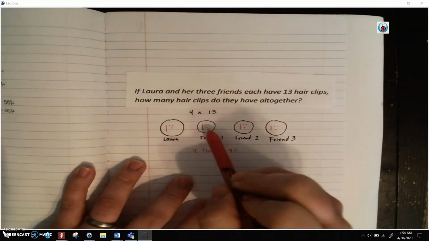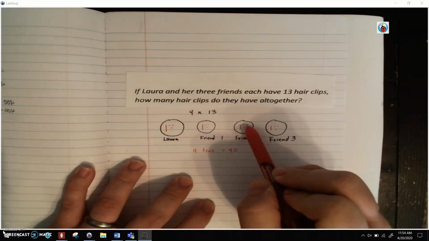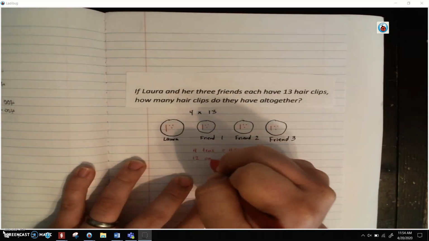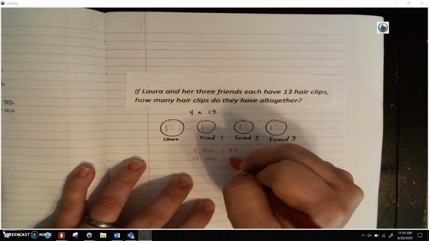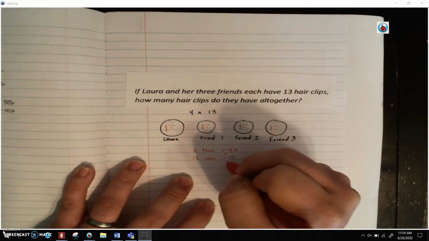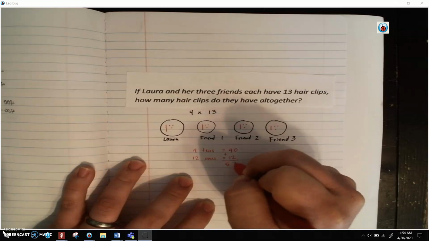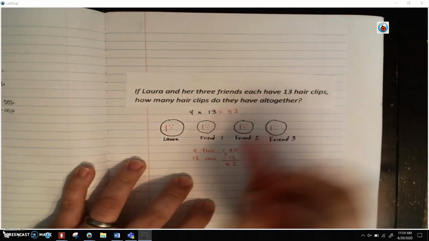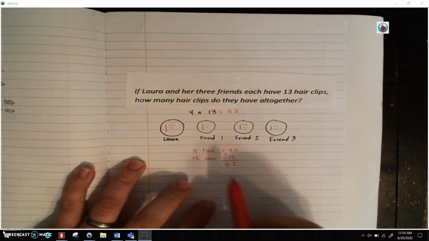There's 3, 4, 5, 6, 7, 8, 9, 10, 11, 12. So 12 1s equals 12. And then if I combine those and add them together, it would be 52. So altogether, Laura and her 3 friends have 52 hair clips.